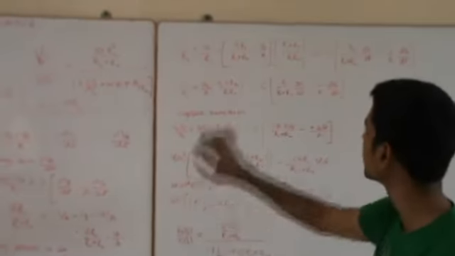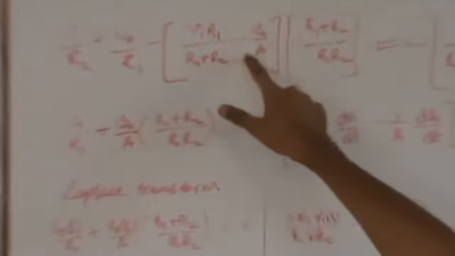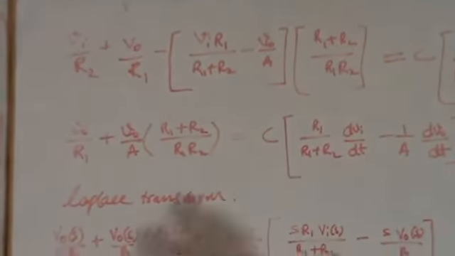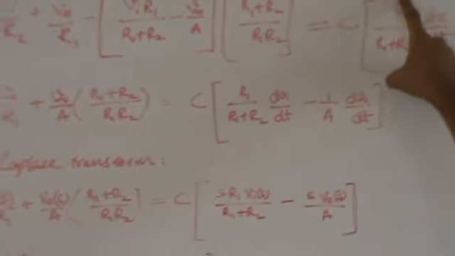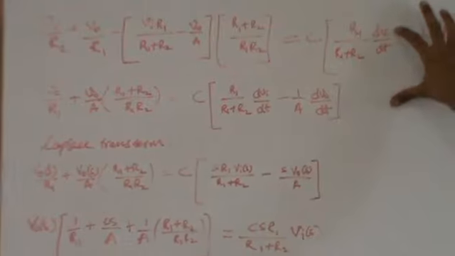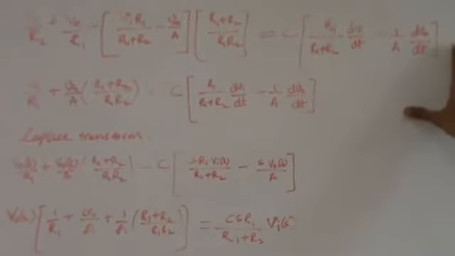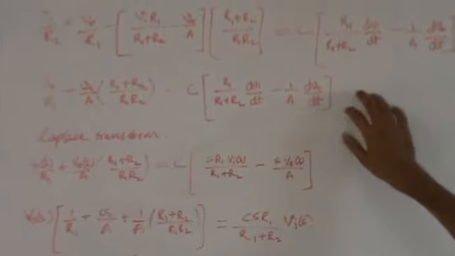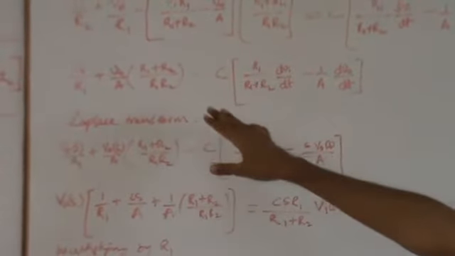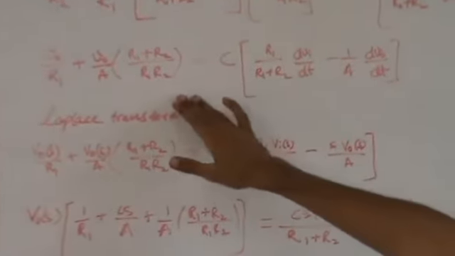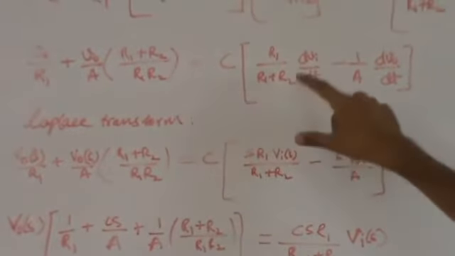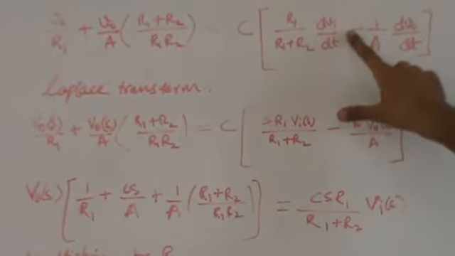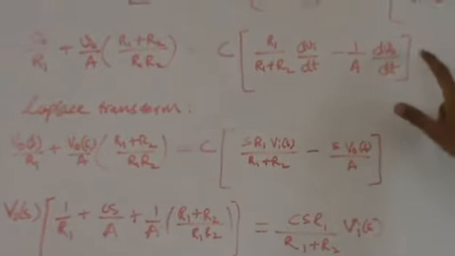Coming here, the next step, we substitute for Va as Vi R1 by R1 plus R2 minus V0 by A. On the left hand side, the right hand side remains the same. We have just differentiated R1 and all these. This whole thing is a constant. Vi is changing, so it's dVi by dt. So rearranging the whole equation, we get this: V0 by R1 plus V0 by A into R1 plus R2 by R1 R2 is equal to C multiplied by R1 by R1 plus R2 d by dt of Vi minus 1 by A d by dt of V0.